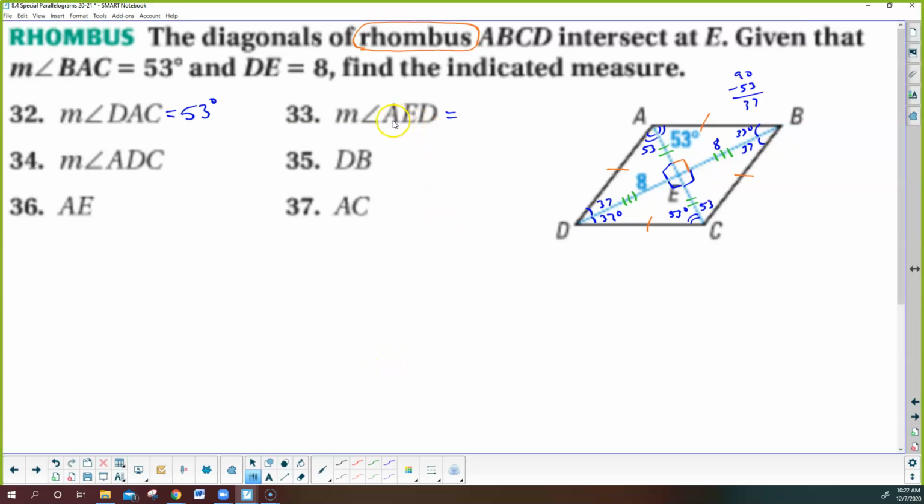Find the measure of angle AED. AED, that's the angle formed at the diagonal. Well, that's 90 degrees because diagonals are perpendicular in a rhombus.